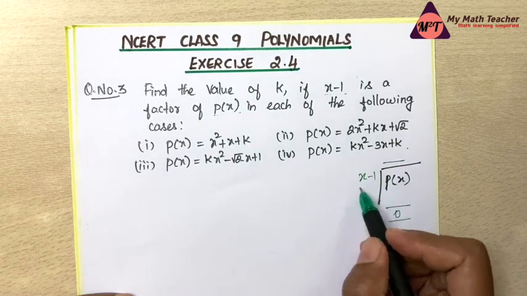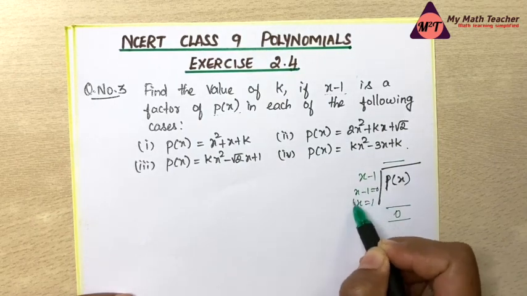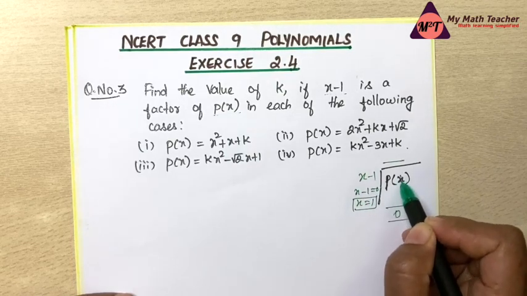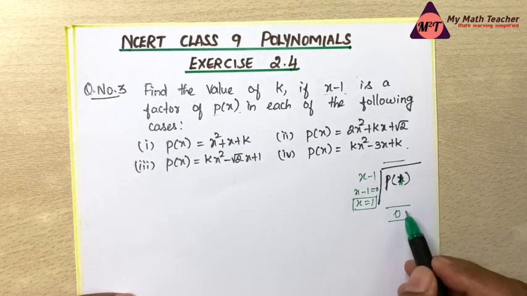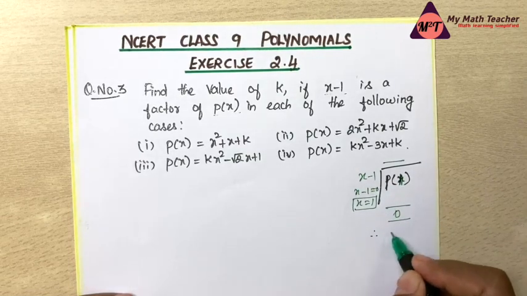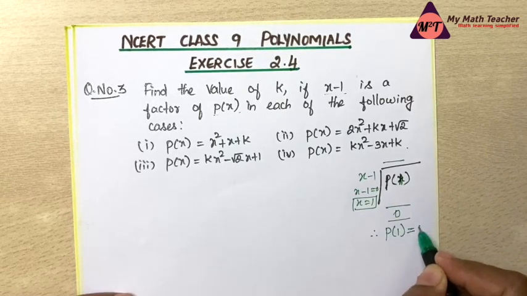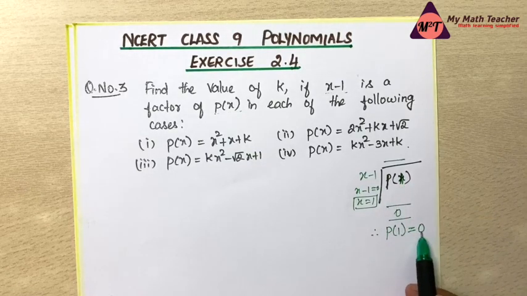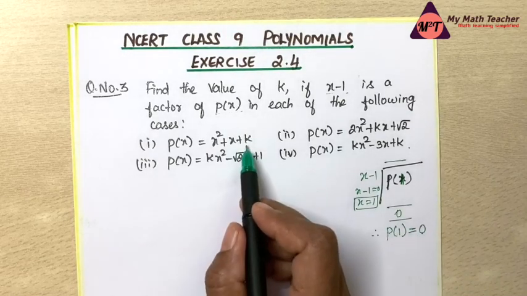Let us find the x value. We'll equate this to 0. x is equal to 1. When you apply this 1 in the place of the x value, that is in the polynomial, p of 1, the remainder is 0. So we know that p of 1 is equal to 0. In this polynomial, instead of x, when you apply the number 1, the remainder will be 0. This is what we are going to use to find the k value.